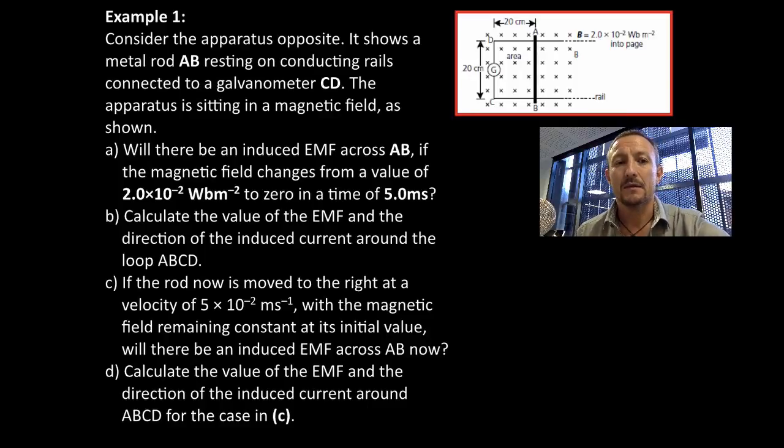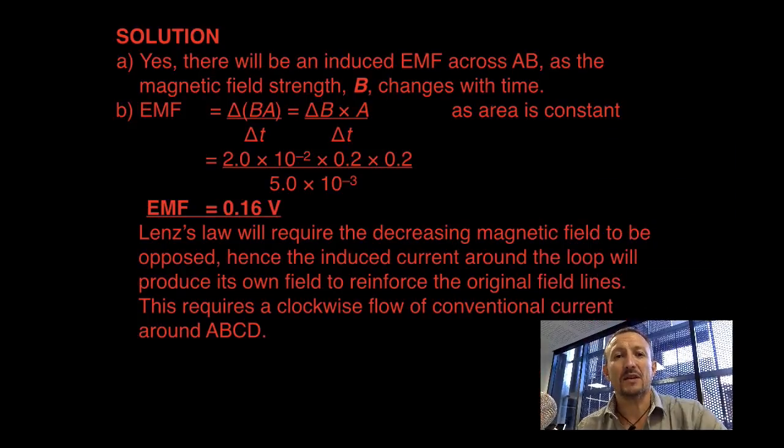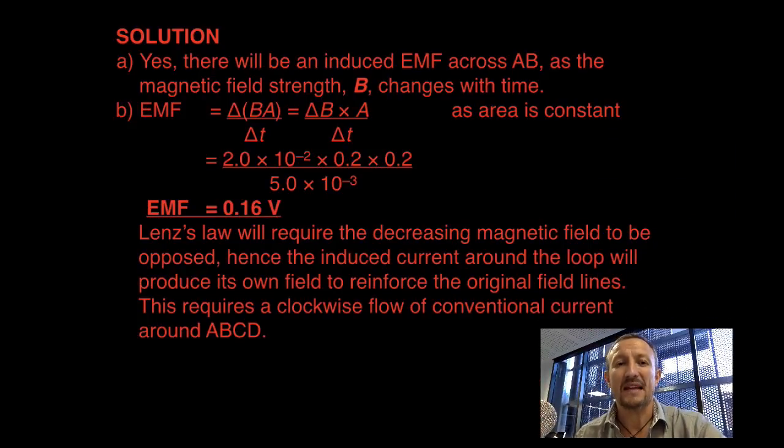So let's look at A. Will there be an induced electromotive force across AB if the magnetic field changes from the value of 2 to 0 in the time of 5 milliseconds? Well, the answer to this obviously is yes, because we've got a change in magnetic flux. And Faraday stated, yes, we've got a change in magnetic flux. Because we've got a change in magnetic flux, that's delta psi over delta t. So yes, there will be an induced EMF across AB as the magnetic field strength B is changing with time.